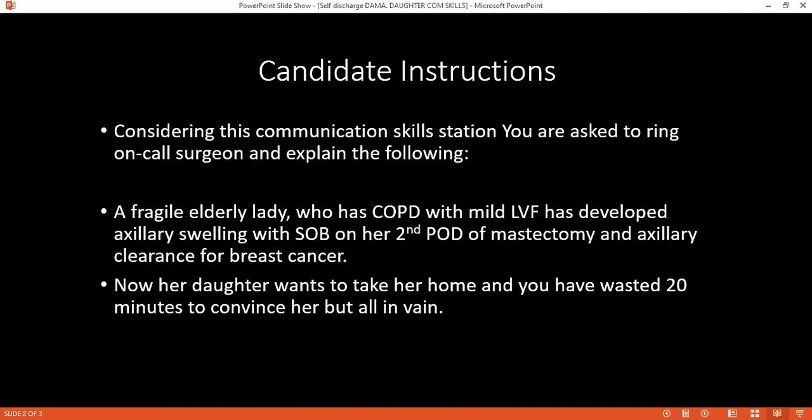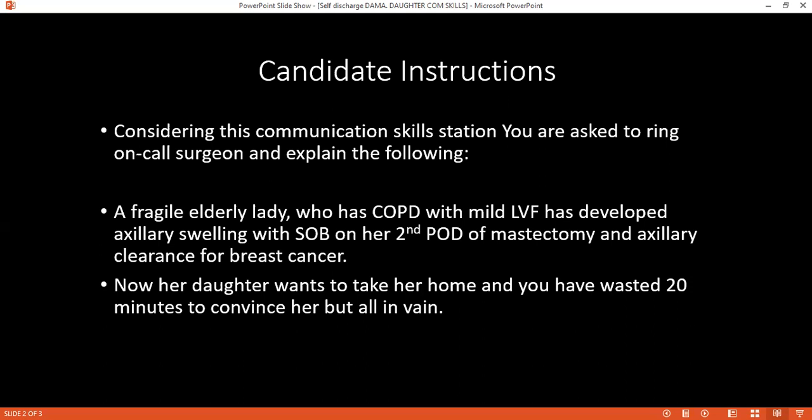Mrs. Jenny is an elderly lady, a post-operative case of left mastectomy with axillary swelling on post-op day. She has a background of COPD and mild left ventricular failure, and also has shortness of breath. She was operated on for breast cancer, and she wants to go home. I wasted 20 minutes trying to convince her to stay in the hospital, but she is not willing to stay. So I am informing you about this case.